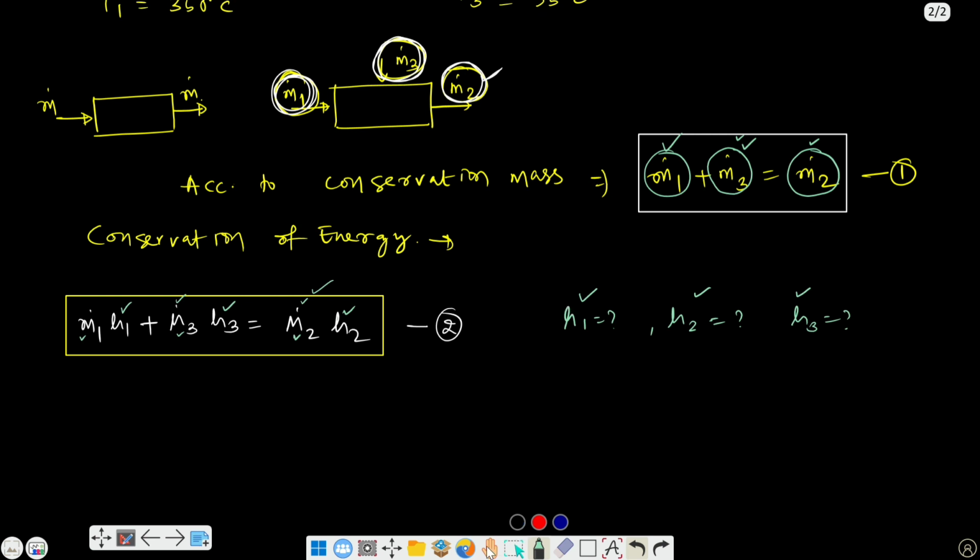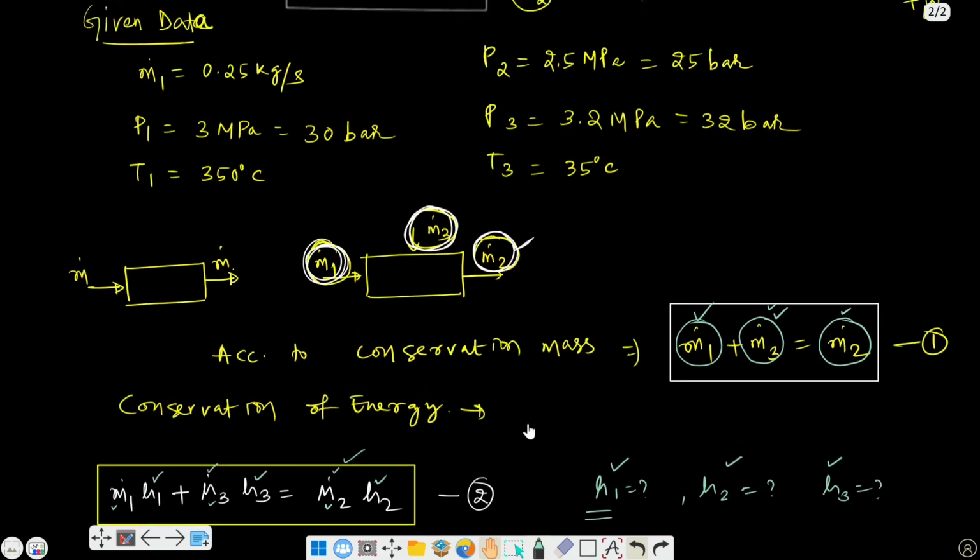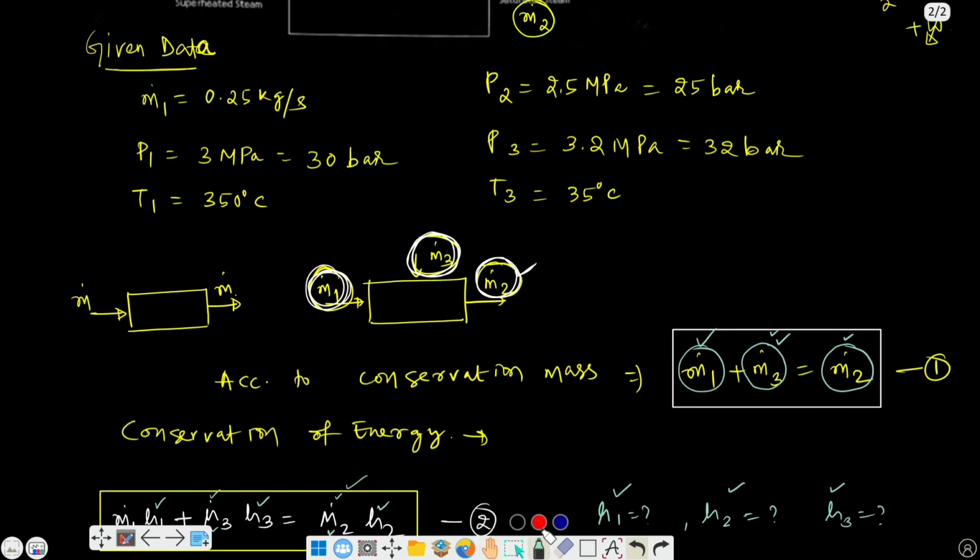Okay, so for calculating the value of h1, we have to consider the data corresponding to state point 1. Okay, so corresponding to state point 1, what are the data given to us? It is given that superheated steam is entering and the pressure and temperature are given, right? Okay, so we have to go to the superheated steam table, and corresponding to 30 bar and 350 degrees centigrade, we have to check the value of enthalpy. Okay, so now let us go to the superheated steam table.